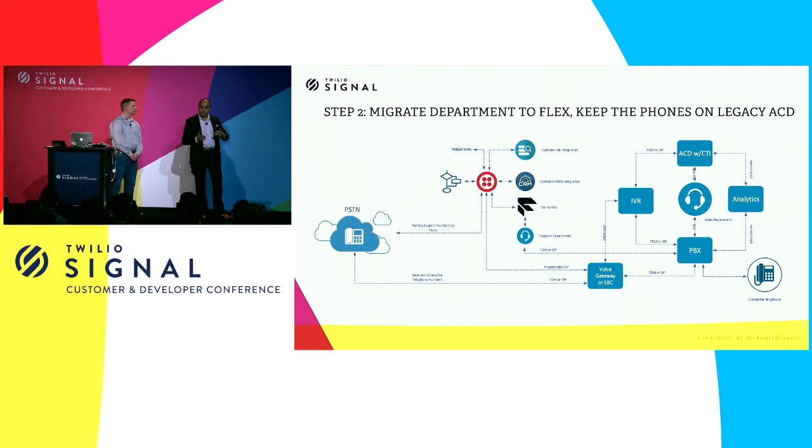At this point, in order to optimize the traffic, we can migrate the number over to the Twilio cloud. We are going to have an initial interaction with the Twilio IVR. We're going to queue the call in Flex, and then we're going to deliver a call to the agent that is registered on Flex, but use the Cisco phone.